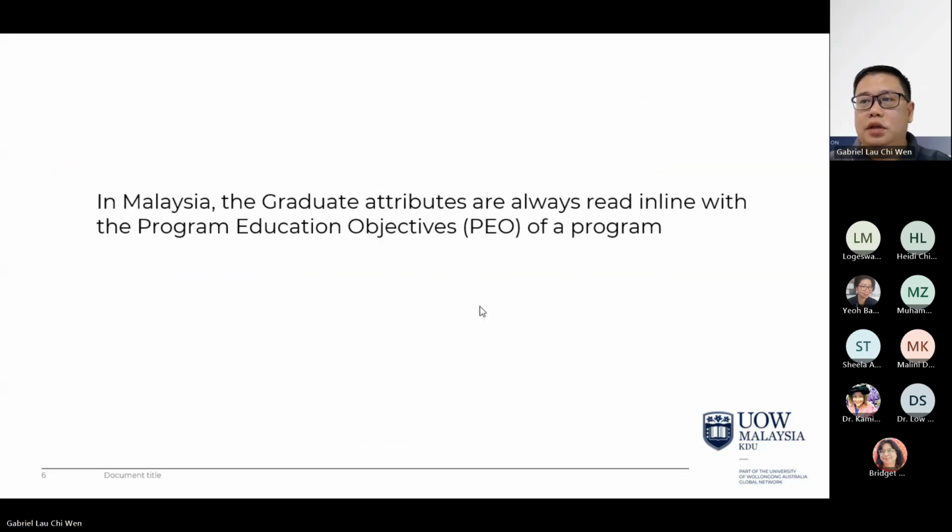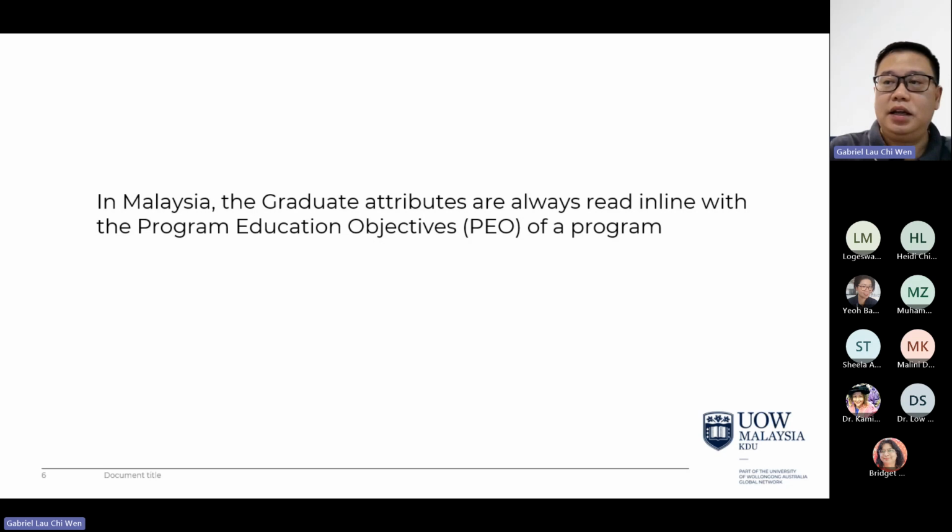Okay. So in Malaysia, the graduate attributes are always read in line with the program educational objectives of a program. Now, for those of you who do understand, PEOs, program educational objectives, are 4 to 5 key statements that state what a student should have from the day they graduate and 5 years down the road. So those things are called program educational objectives. If I do an engineering degree, my program educational objectives would state that after 4 years, I will graduate and I will still be competent from the day of my graduation and 3 to 5 years down. Okay, so that is what PEOs are. All right, and from PEOs, PLOs are then developed, and CLOs and so on.